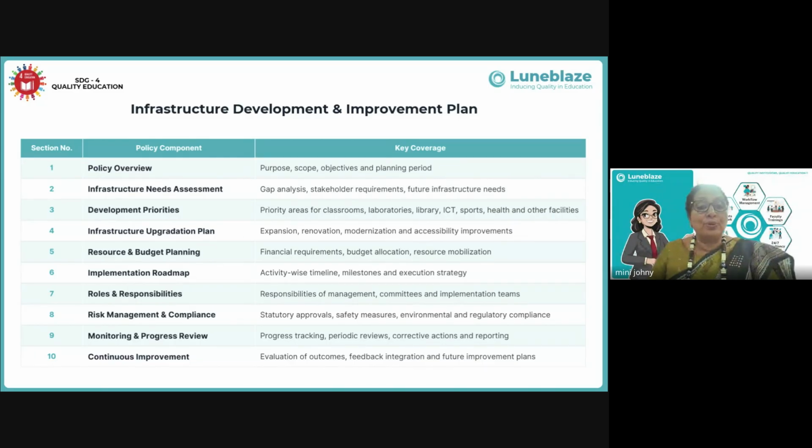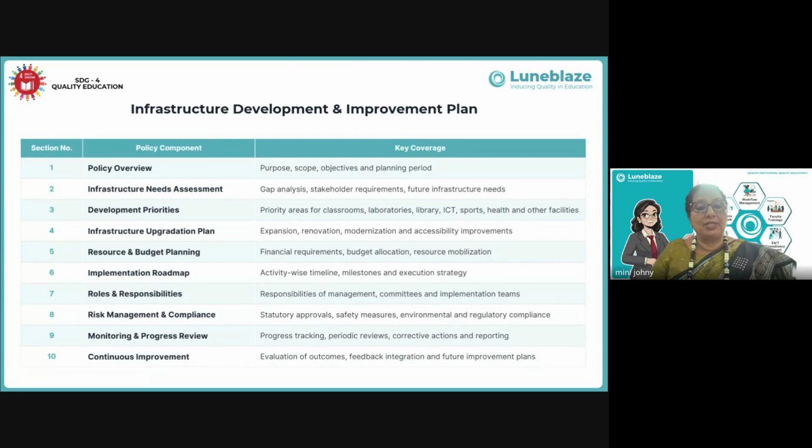A needs analysis should be done. Development priorities: which are the areas we have to develop. Priority areas for classrooms or laboratories or library or ICT or sports or health and other facilities. Infrastructure upgradation plan: any upgradation is expansion, renovation, modernization, and accessibility improvements.